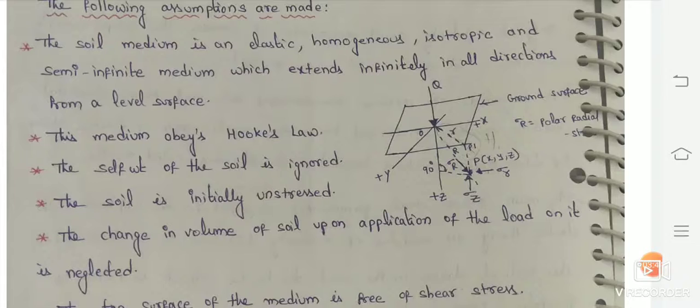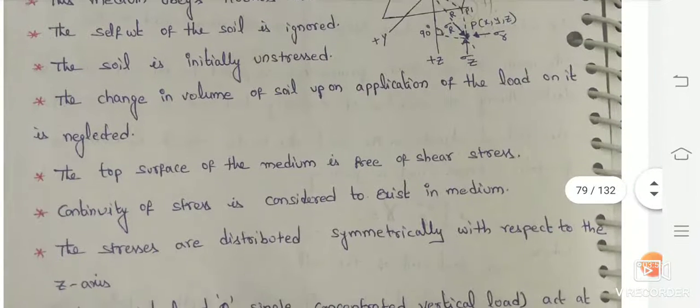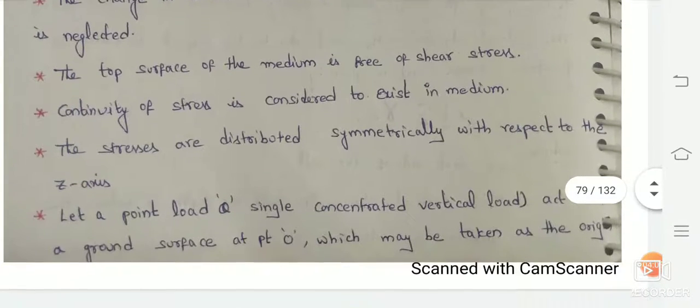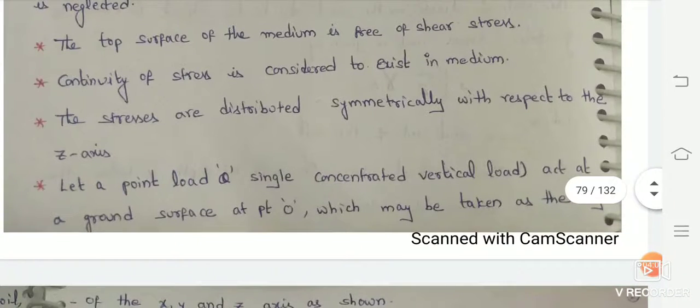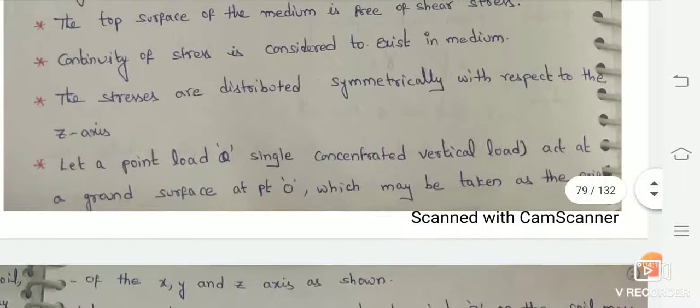And the change in the volume of the soil, when the load is applied, is neglected. The top surface of the medium is free of shear stress. Continuous stress is considered to exist in the medium. And the next one is that there will be a symmetrical stress distribution in the z direction also. So let us consider a point load Q, a single concentrated load acting on the surface at point O, which is taken as the origin of the XYZ axes as shown in the figure.